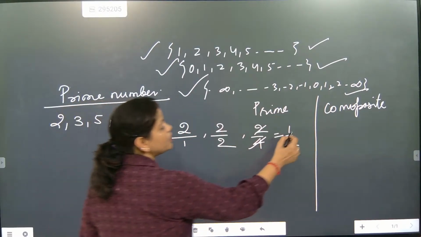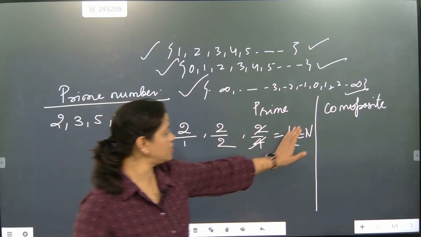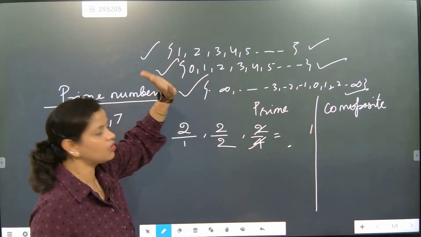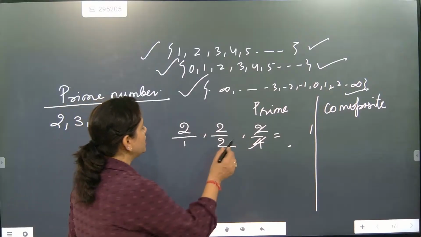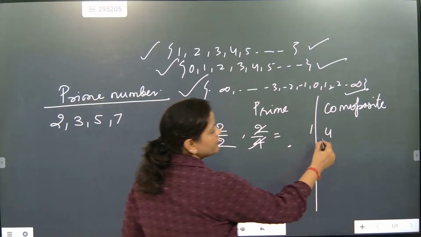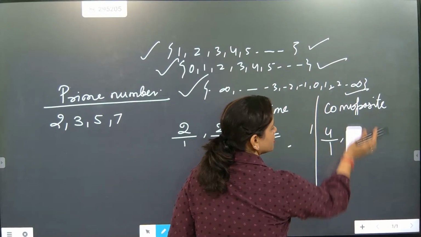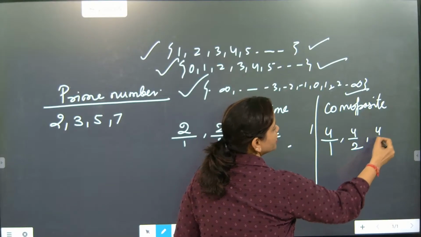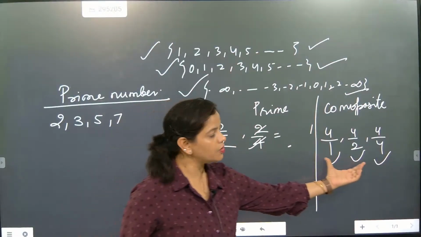And 1 by 2 does not belong to natural numbers. This sequence format, they do not belong. So this is a simple way to understand. Now if I write 4, 4 can be divided by 1, 4 can be divided by 2, and 4 can be divided by 4. So 4 can be divided by 3 numbers. So it comes under composite.